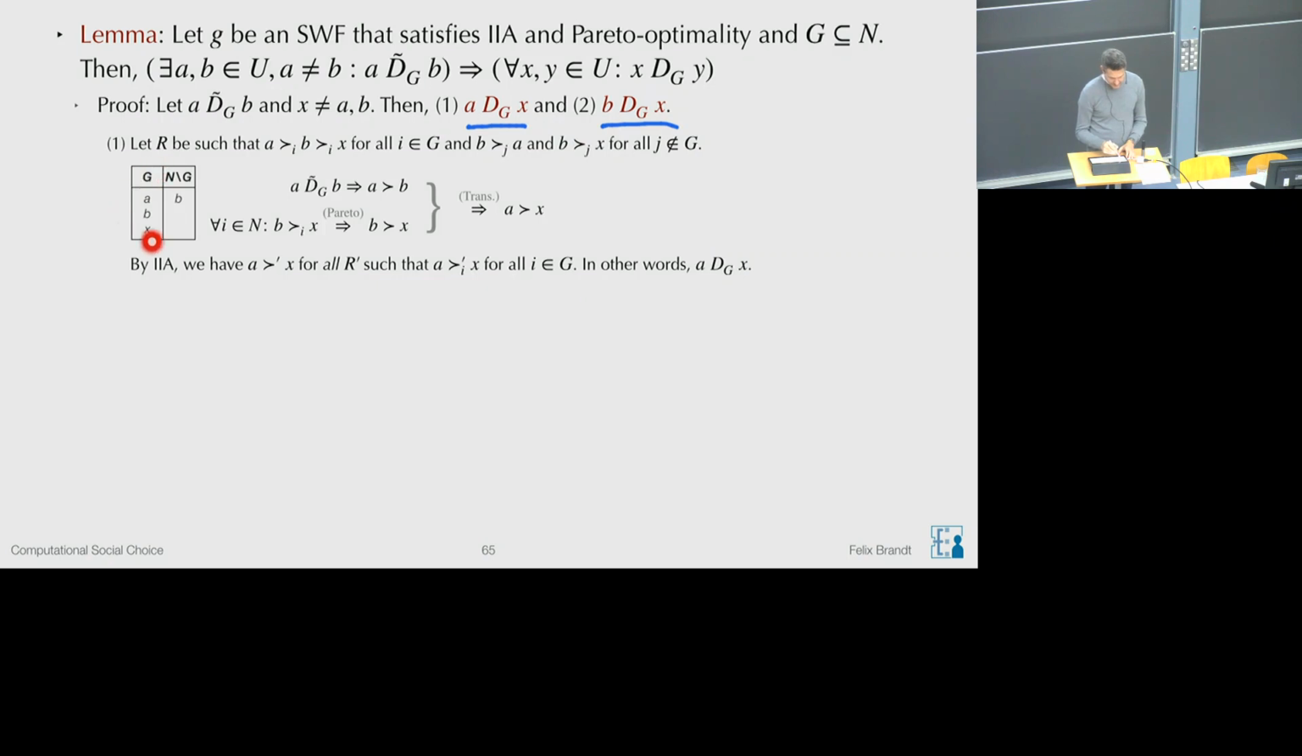Why did we assume it in this preference profile here? Because what we want to show in the end is that group G is decisive for A against X. So we need to have some preference profile where everybody in G prefers A to X. Otherwise we can never get such a consequence like this one here. So we need a preference profile where A is on top of X. And that's why we picked it that way.